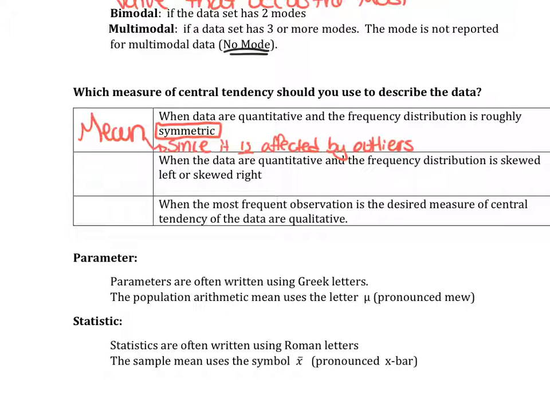If we have data that is skewed left or skewed right, we want to use the median, because the median is not affected by outliers.